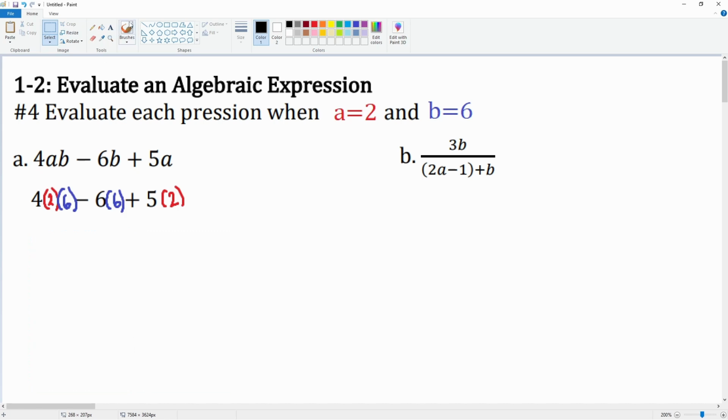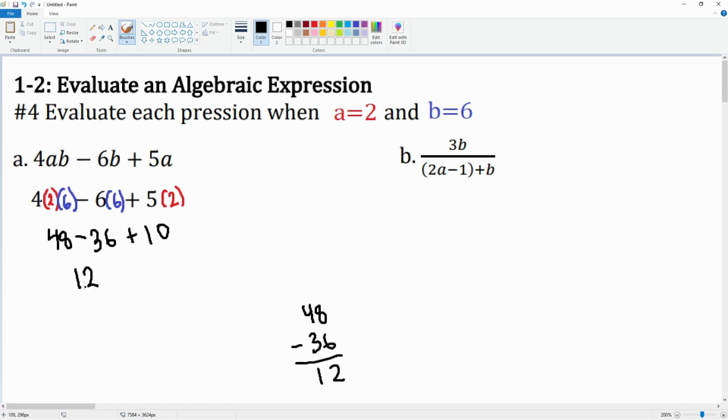All right. So this becomes 48 minus 6 times 6. We did that. That was 36. Plus 5 times 2, so that's 5 plus 5, that equals 10. Now we have to simplify this. 48 minus 36. Notice I put it on the side. 48 minus 36, subtract. 8 minus 6 is 2. 4 minus 3 is 1. So this just becomes the number 12.